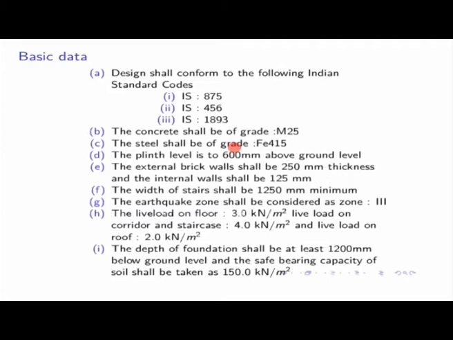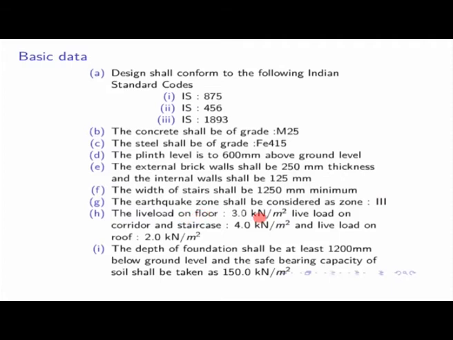Concrete shall be of grade M25, steel shall be of grade Fe415, plinth level is 600 millimeter above ground level. The external brickwork shall be 250 millimeter thickness and the internal walls shall be 125 millimeter. The width of stairs shall be 1250 millimeter minimum. The earthquake zone shall be considered as zone 3.